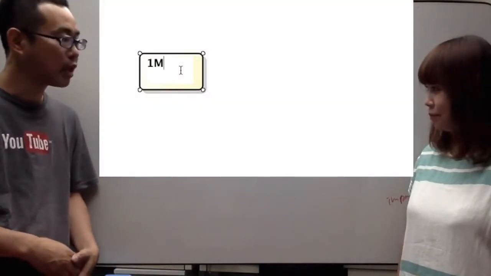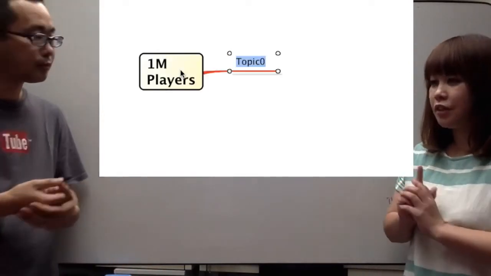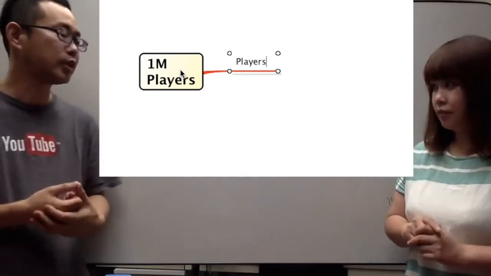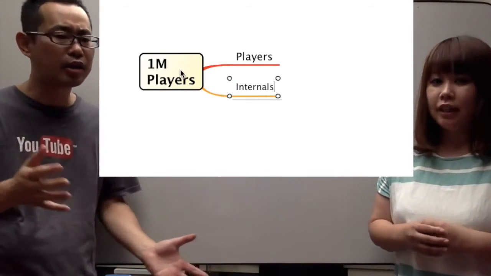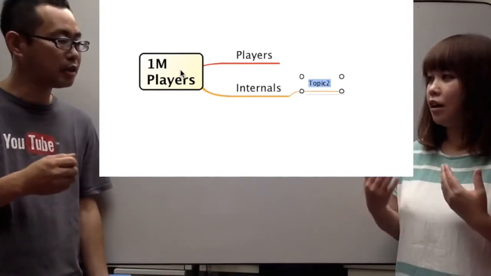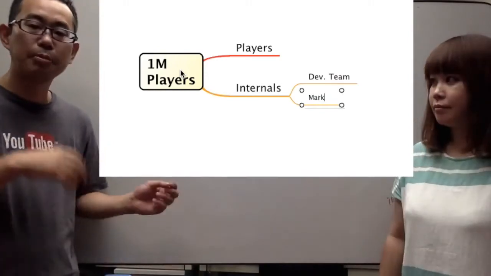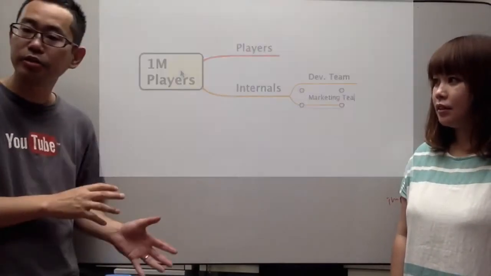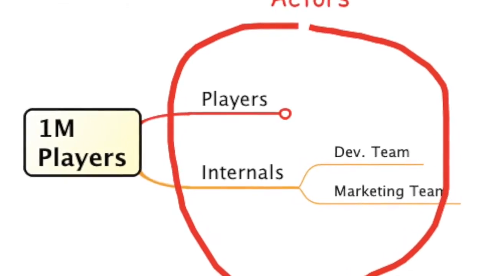Okay, great. Then what kind of people are involved in the achievement of the goal? First, there will be players. Players, obviously. And second, there will be internals. Internals like us developers of the product, the game, I see, and the marketing team. So actors would be players and internals divided into dev team and marketing team. Great. Good. Then let's focus on players first.